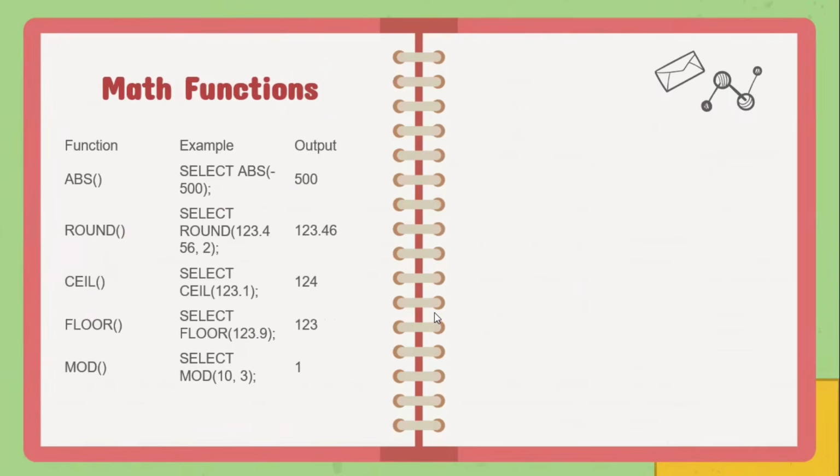Then also we have some mathematical functions as well. ABS returns the absolute value of a particular number. That means SELECT ABS within parentheses, if we have minus 500, it will give you the mod value. Then ROUND, it actually rounds the number. Then CEIL, which returns the ceiling value. In the opposite way, FLOOR actually returns the floor value of a particular number. Then MOD returns the mod value.